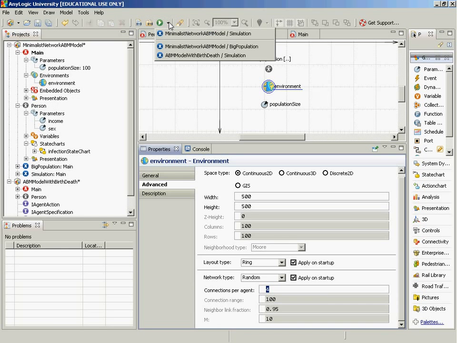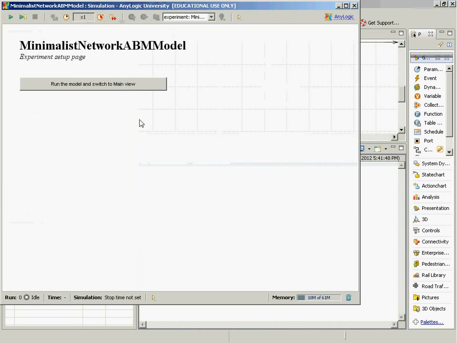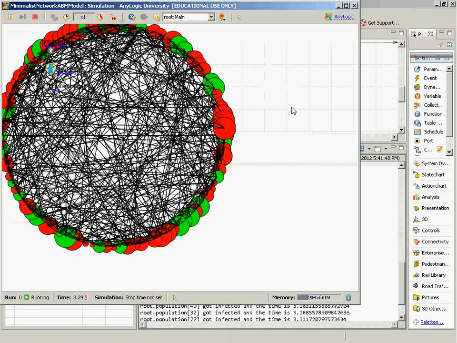So let's run this with 4, right? So if people on average have 4 connections, and I left it as a ring. This is a ring layout of a random network, right?